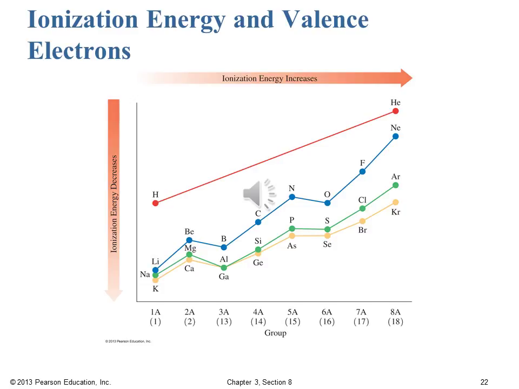And then the trend continues, and it gets much harder to remove electrons as we get to the noble gases. They're very happy with their electron configuration. Those electrons are very difficult to remove and require the most energy in a given period.